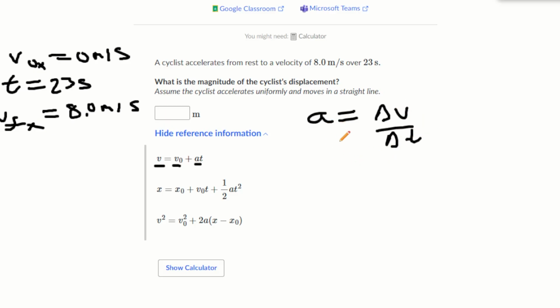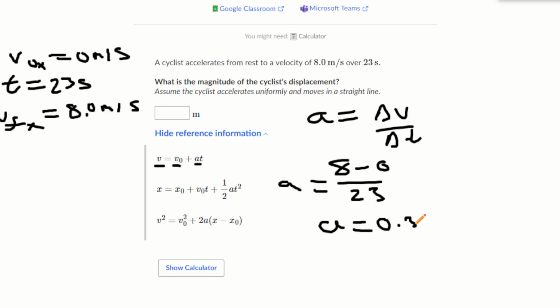And this is going to give us our average acceleration, or in this case, our constant acceleration since it accelerates uniformly. So this would be 8 meters minus 0 over 23, giving us our acceleration. So that a is equal to 0.35 meters per second squared. So if I put that over here, acceleration is equal to 0.35 meters per second squared.